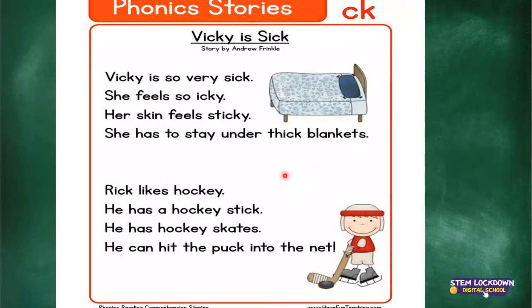First question was, what is wrong with Vicky? Question number 2, what is Rick's favorite sport? Question number 3, what words do you find in the text?